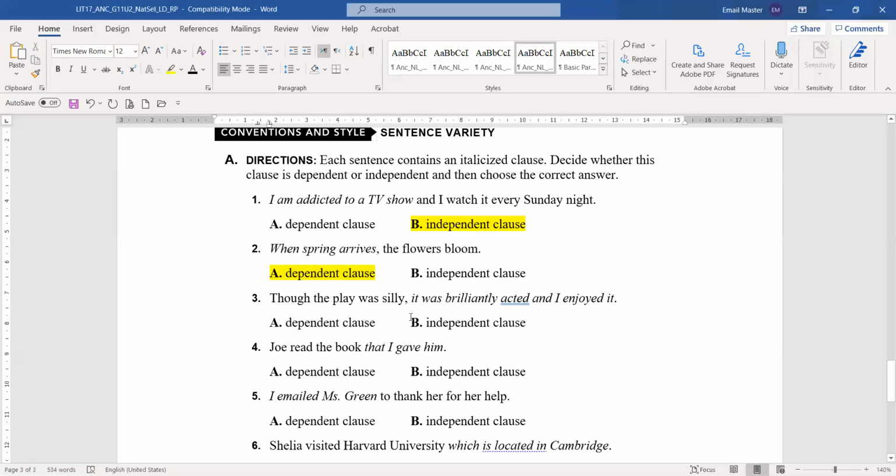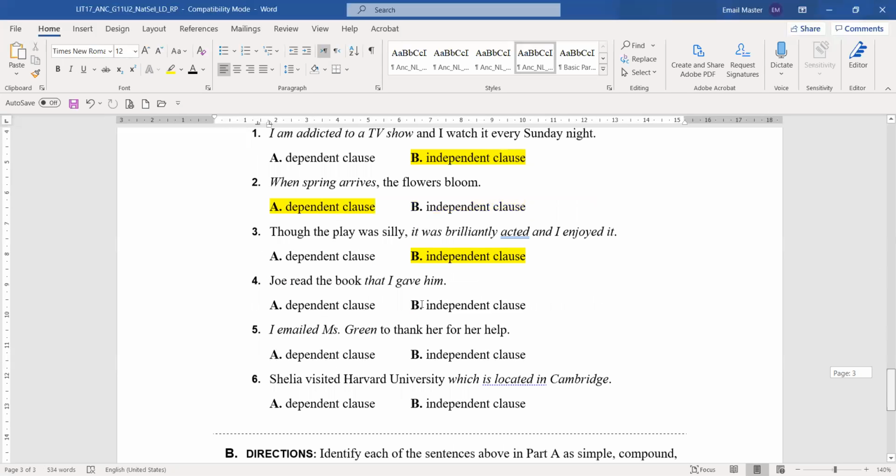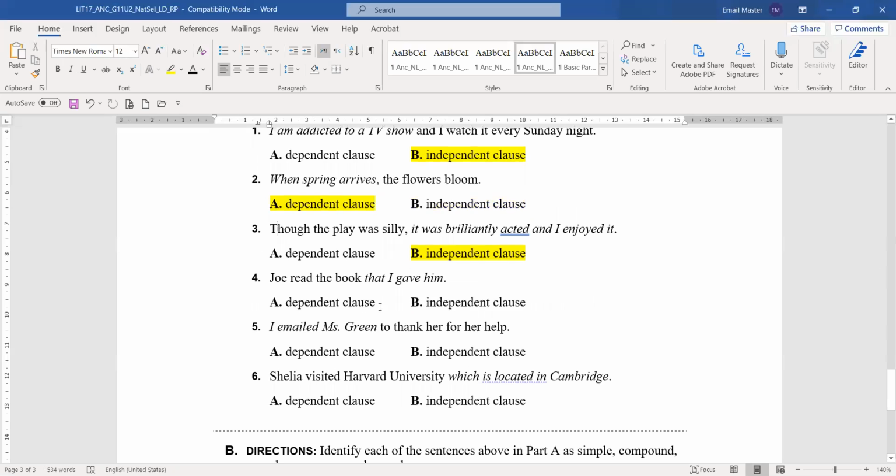Though the play was silly, it was brilliantly acted and I enjoyed it. So it was brilliantly acted and I enjoyed it is an independent sentence, because starting with though cannot be independent, it's a dependent one. Joe read the book that I gave him. That I gave him is a dependent clause because you cannot use it on its own.